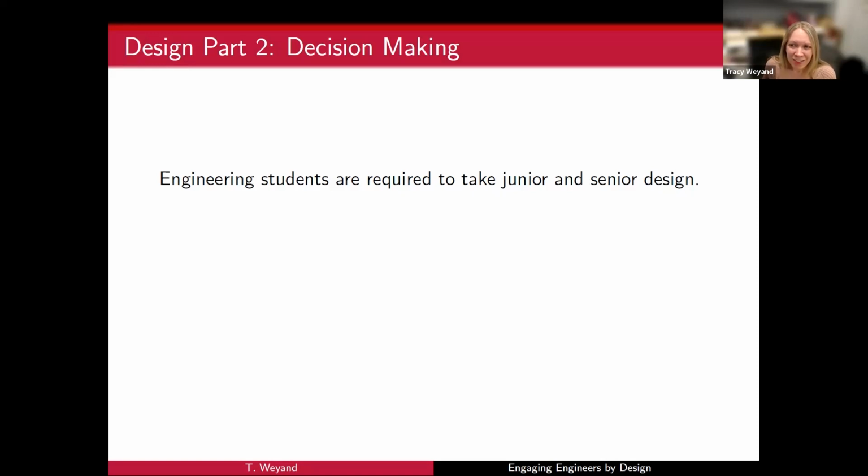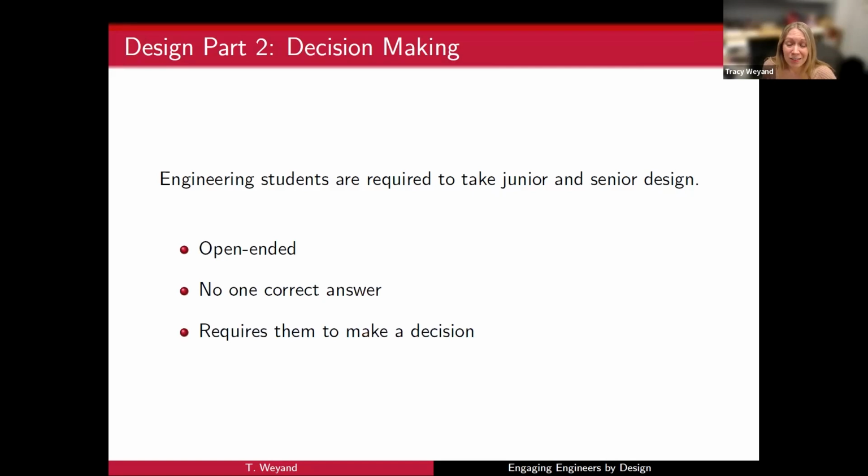They want to know what the answer is. They're used to there being a right answer. For the first time in their life, there's not necessarily a right answer, and they just have to make the best possible call and learn how to justify that decision. Engineering design classes are open-ended. As I was just mentioning, there's no one correct answer. So they need to get used to making decisions based on the information given. And I give them that opportunity as part of their group projects.